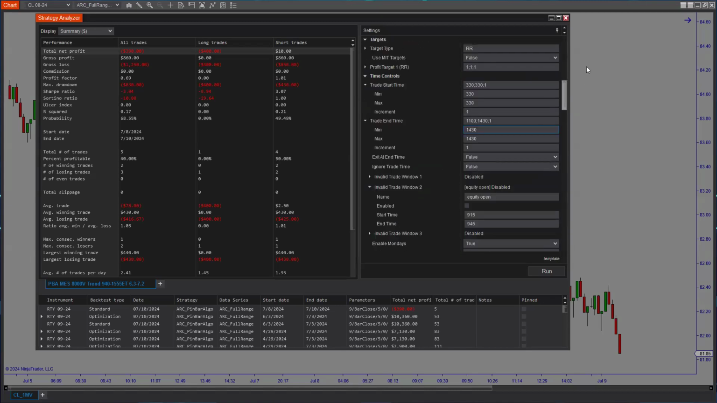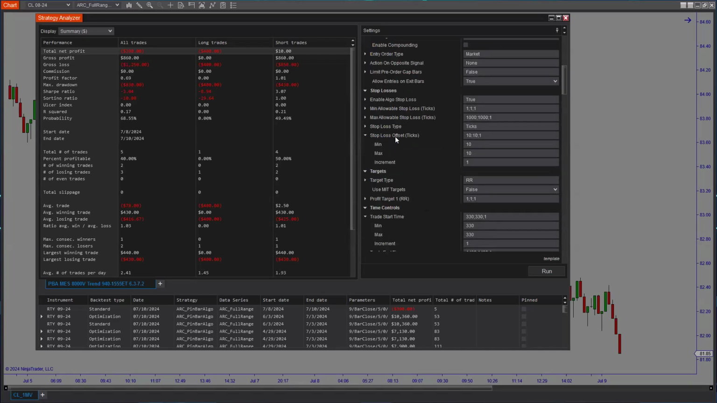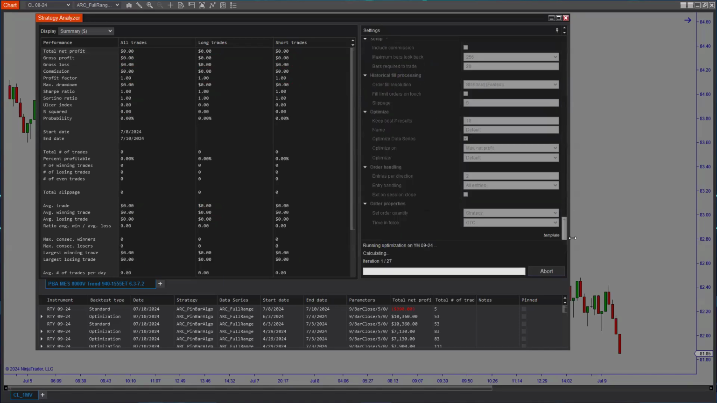The other thing I haven't done on RTY, which I would strongly suggest, is optimize for the risk reward target, because we never really did go through that. 30, it's fine. Where's the stop? So definitely want to use percent on variable range bars, definitely. And we'll go 10 to 50 by 5. Run it. Cool.